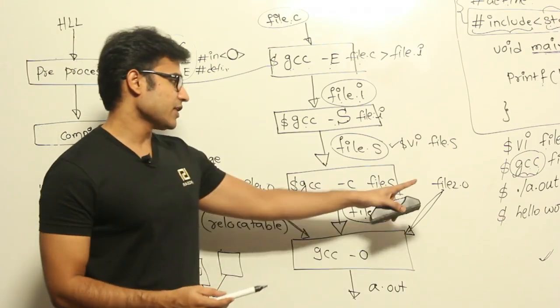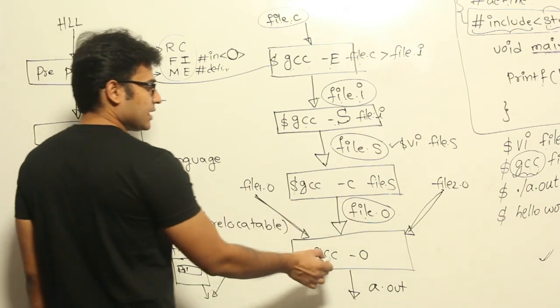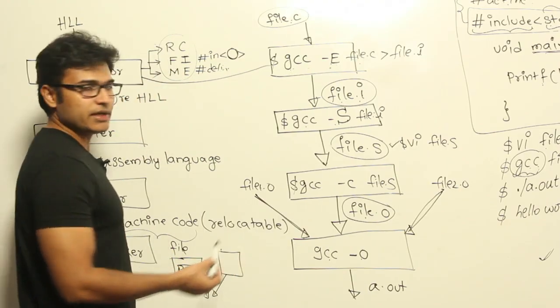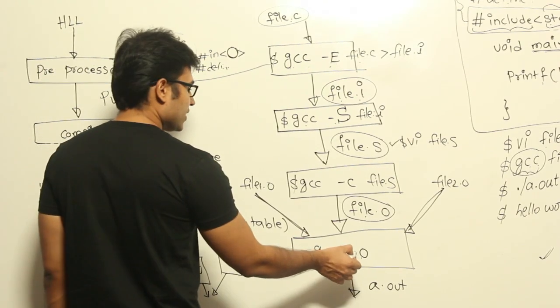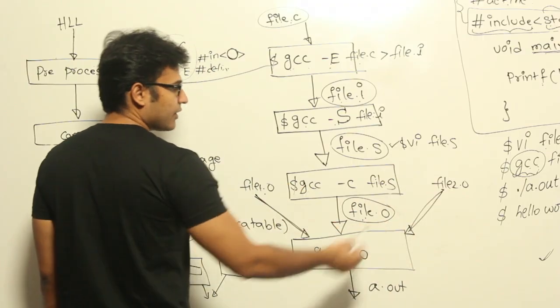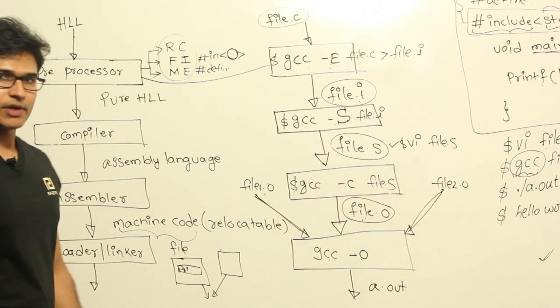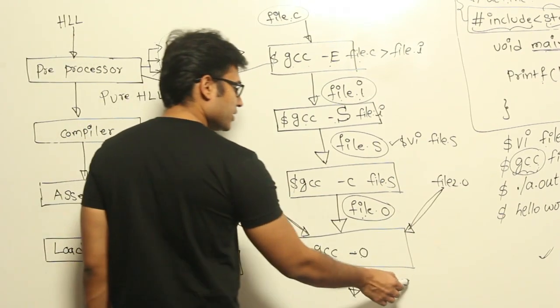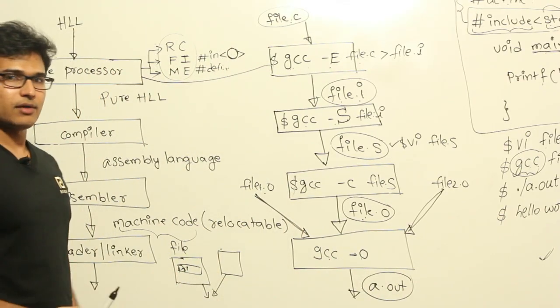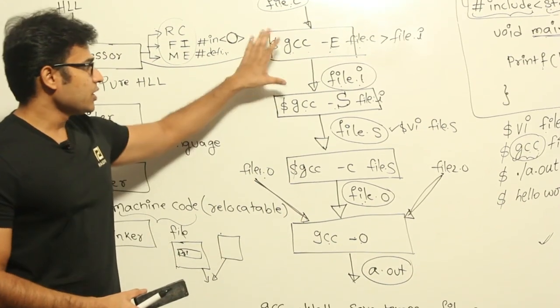You can link all these files together using the gcc -o command. This is the command which is used for linking, right? If you give gcc -o with file, file1, file2, all these files, then it is going to produce the final output. Now the final output will be stored in a.out. Okay, so you can do it individually.